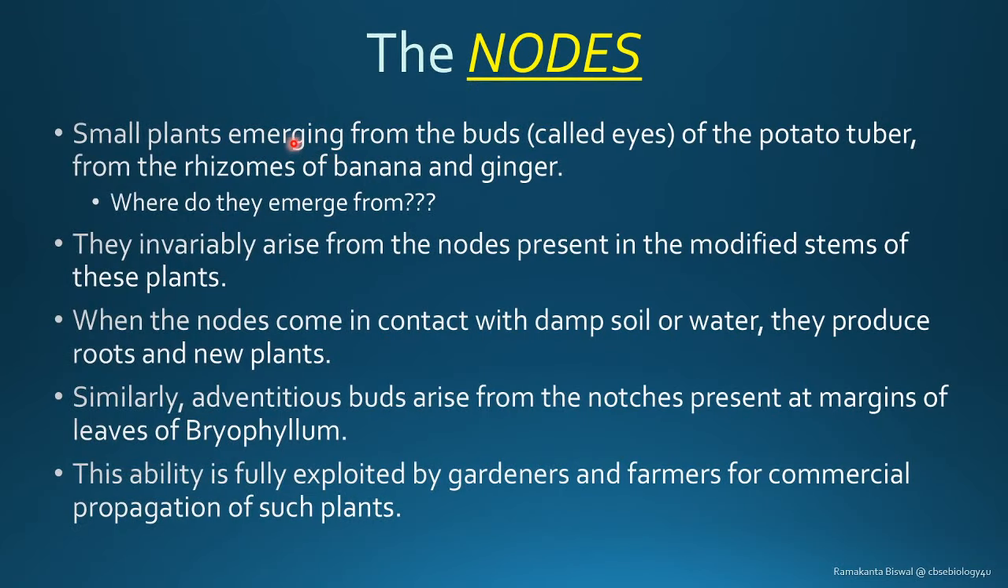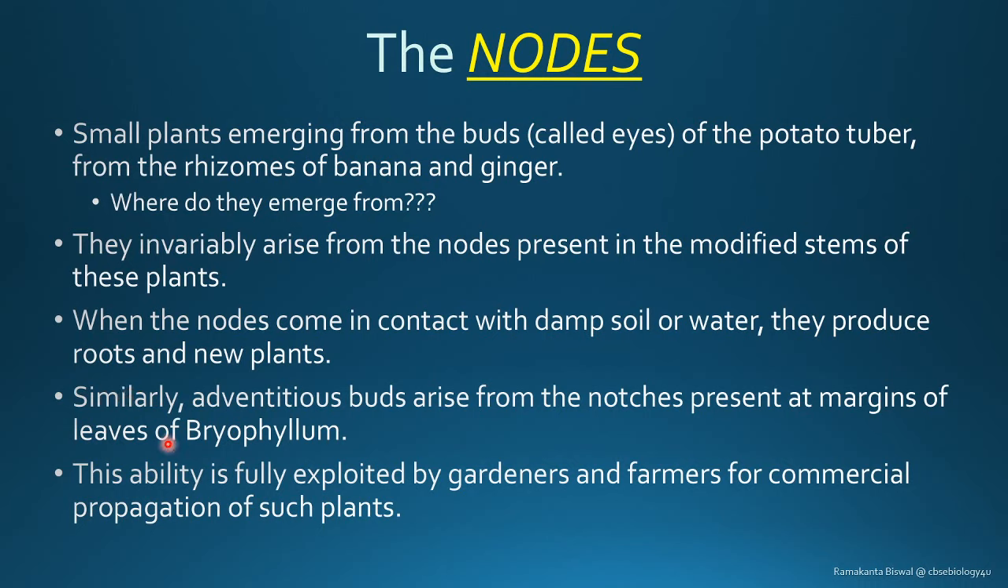Now to give an idea, the small plants emerging from the eyes of the potato tuber, from the rhizomes of the banana or the gingers, right? Where do they emerge from? That's the question. Now they typically arise from the nodes present in the modified stems of these plants. The modified stems have the nodes, and from these nodes these particular plants emerge. When the nodes come in contact with the damp soil or water, they produce roots and new plants.